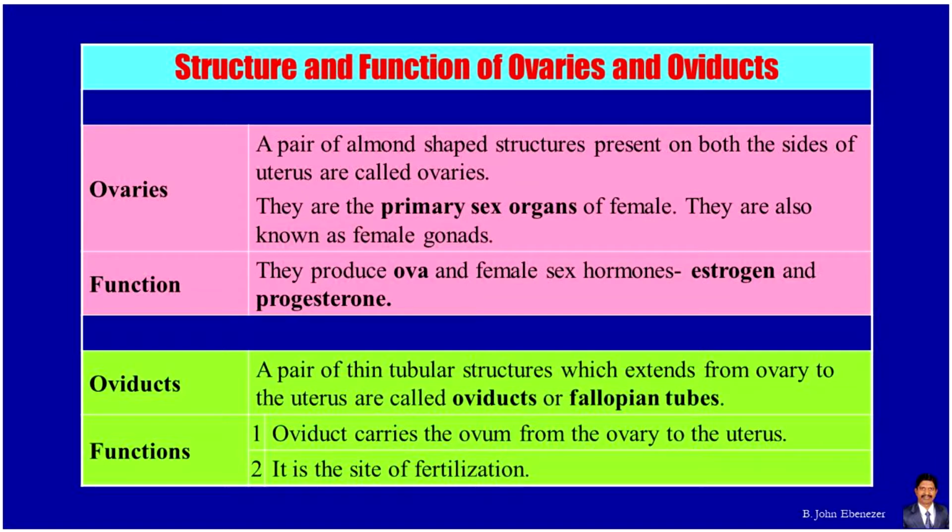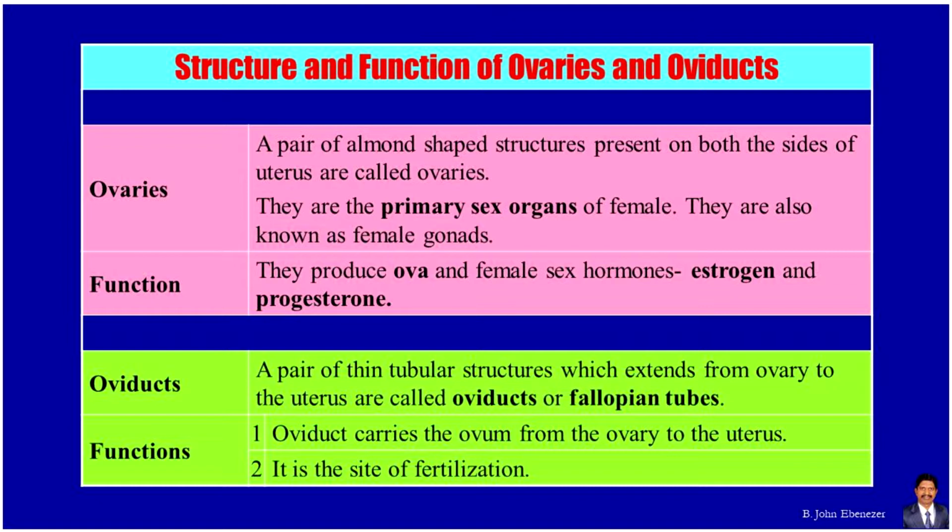Ovaries. A pair of almond-shaped structures present on both sides of the uterus are called ovaries. They are the primary sex organs of the female. They are also known as female gonads. Function: they produce ova and the female sex hormones estrogen and progesterone.